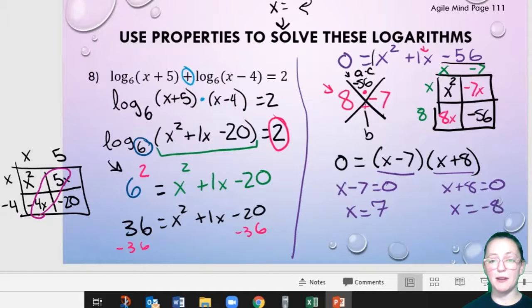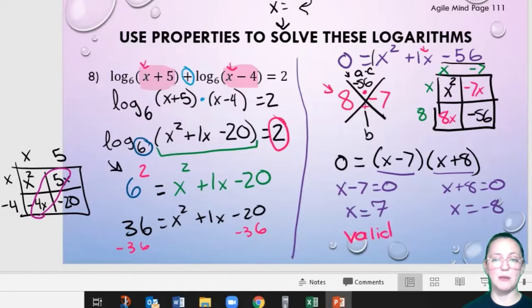But we can't stop there. We need to take these solution options and double check that our arguments are going to be positive. They need to be positive. I don't care what their values are, they just need to be positive for it to work. So if I substitute in 7 for both of these x's, 7 plus 5 is definitely positive, and 7 minus 4, that's a positive 3, so that's positive. So x equals 7 is a valid solution.